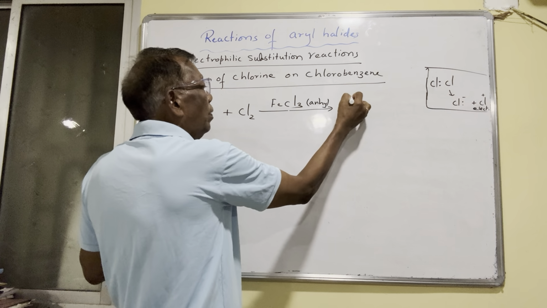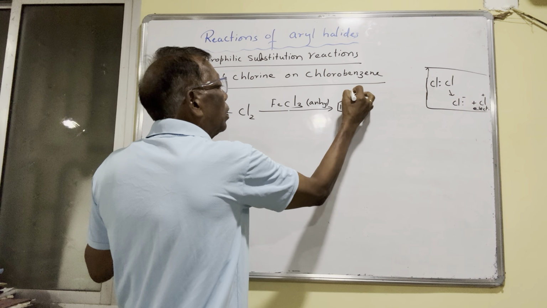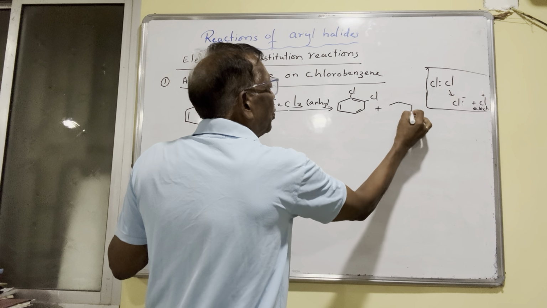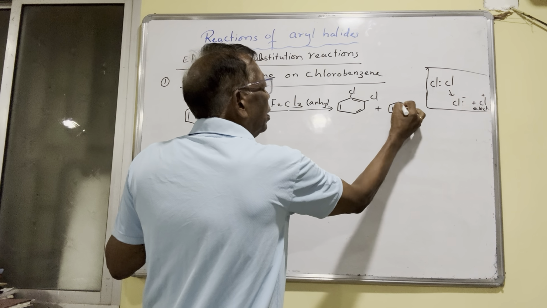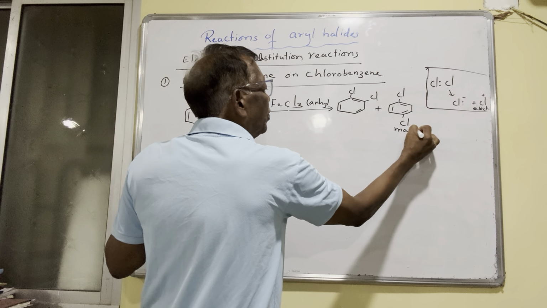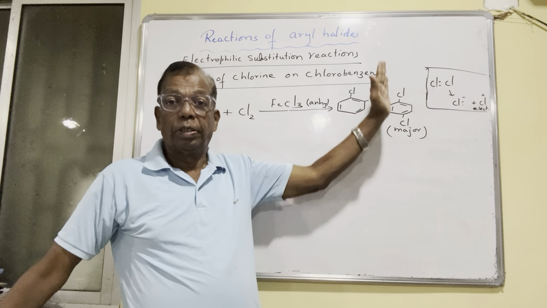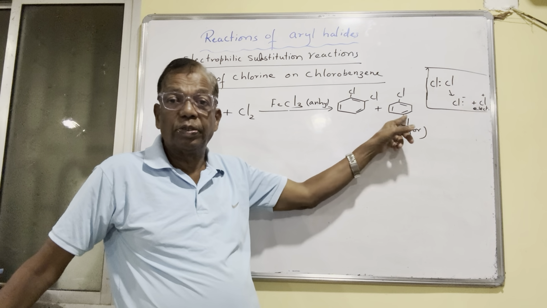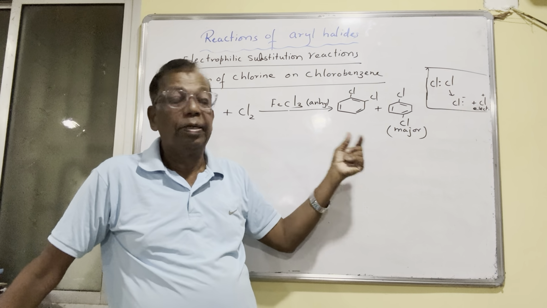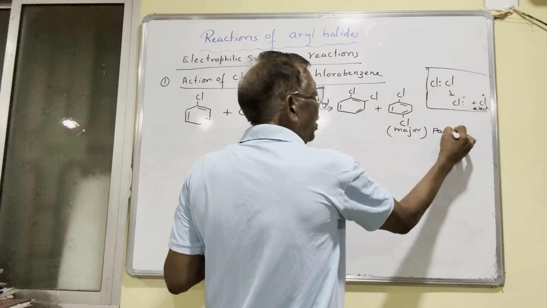Okay, so you will get here the 2 products, which will be ortho dichlorobenzene plus you will also get a product which will be para dichlorobenzene. And this being symmetrical, therefore this is major. Symmetrical means it is symmetrical with respect to the position of electron here, and therefore the chlorine goes here faster, and hence this is found to be major. Always para is major. Remember, para is major.